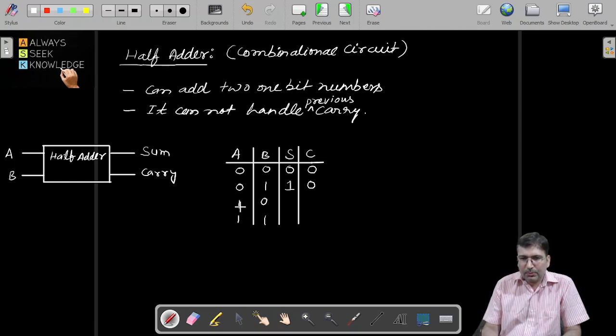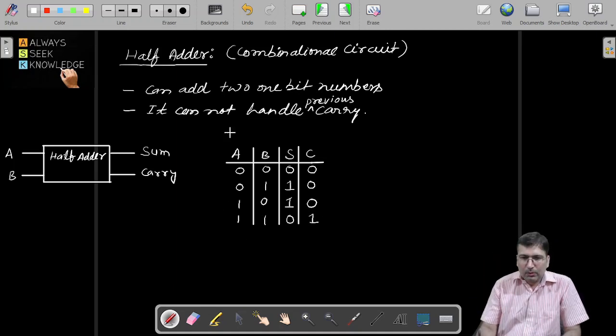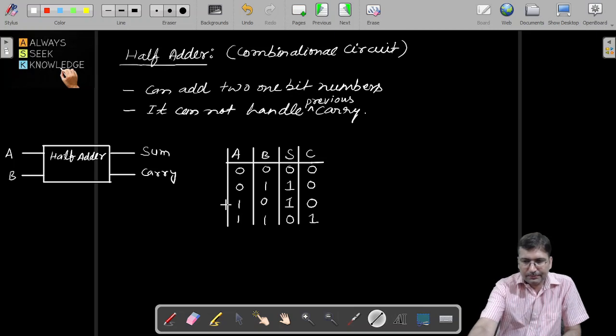Similarly, if we have input as 1 and 0, the sum will become 1, but there will not be any carry. But in case we have 1 1, we know that in binary when we add 1 and 1, the sum will become 0, and we will get 1 carry as output, right? So I hope this truth table is not very difficult to understand. You can easily understand this truth table.